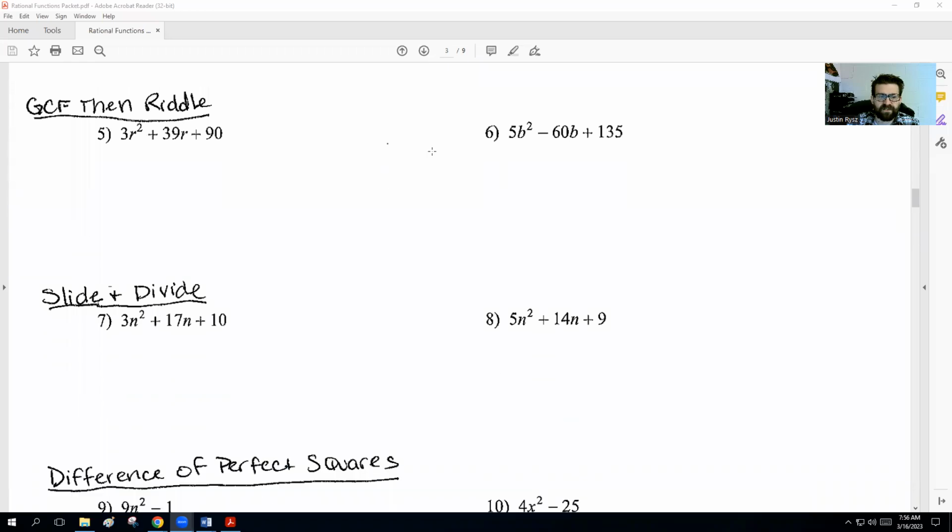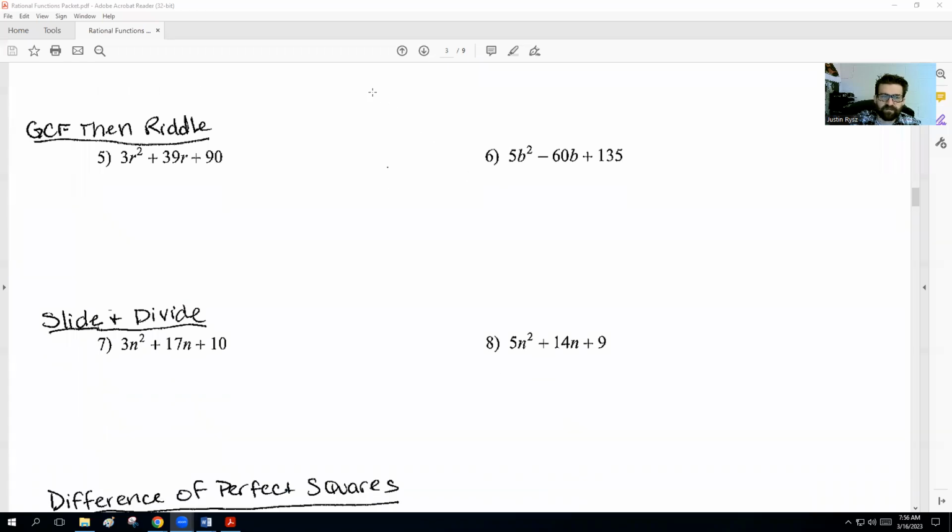All right, the GCF and then the riddle. So this one here, you could have done the simplify and slide and got the same answer, but what we should do here is look to see, is there a GCF between the three of them? We can divide every number by 3, and that's it, because not everything has an r. When we do that, we get 3 divided by 3 is 1, so we can just say r squared. 39 divided by 3 is 13. And then 90 divided by 3 is 30.